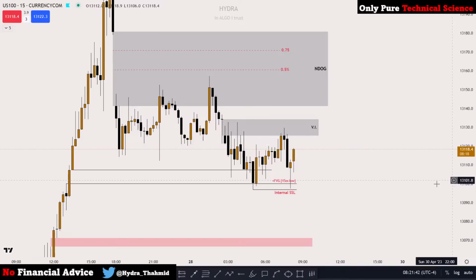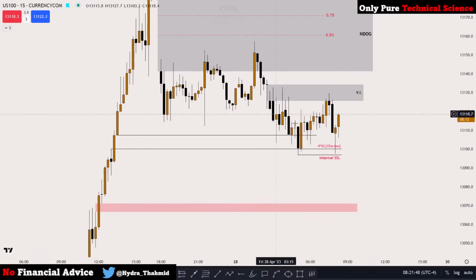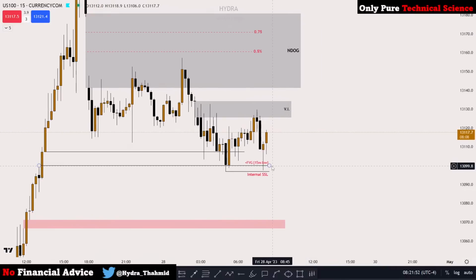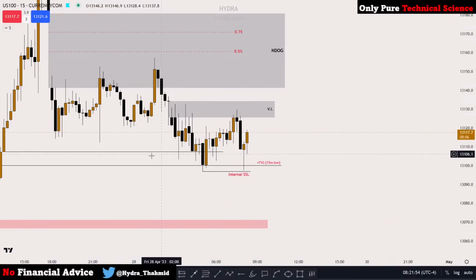Now the price got rejected from this fair value gap again. It came down, hit this fair value gap. It's a 50-minute fair value gap. It got support here once, twice, and the third time here it got support again. So let's see if this fair value gap holds our expectation. If it does that, we can expect to see a run on this equal high, right? Let me mark it for you.